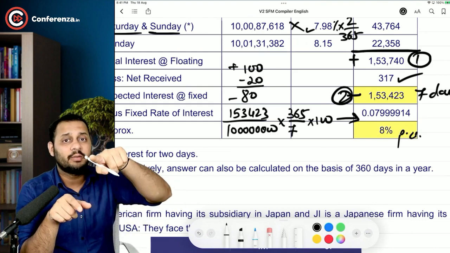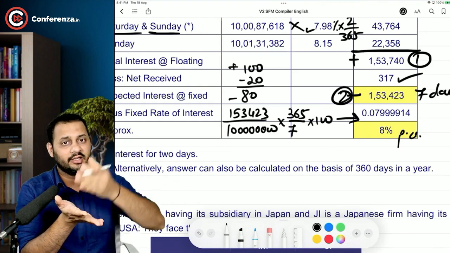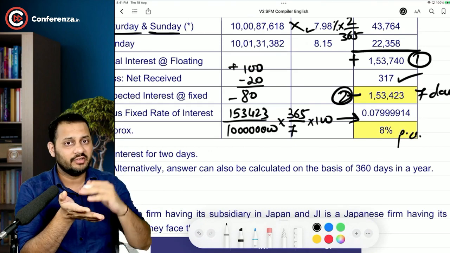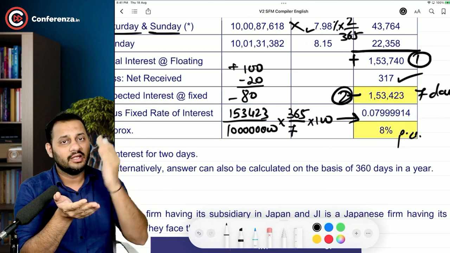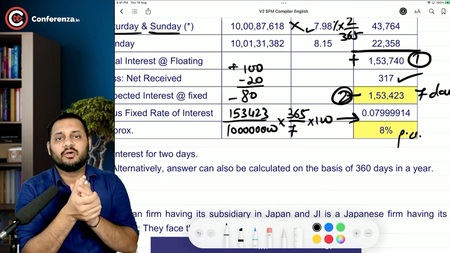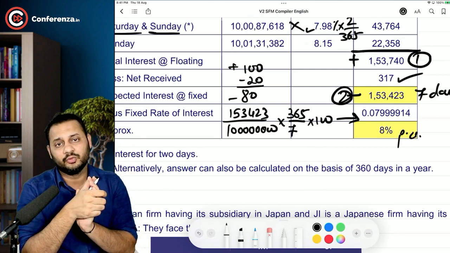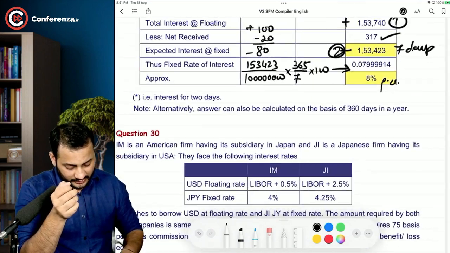In the previous question, what happened? We calculated floating rate, we calculated fixed rate, and then we calculated the net amount of settlement. In this question, floating is given, net amount is given, and fixed was asked to calculate. So that is how you have to do it.